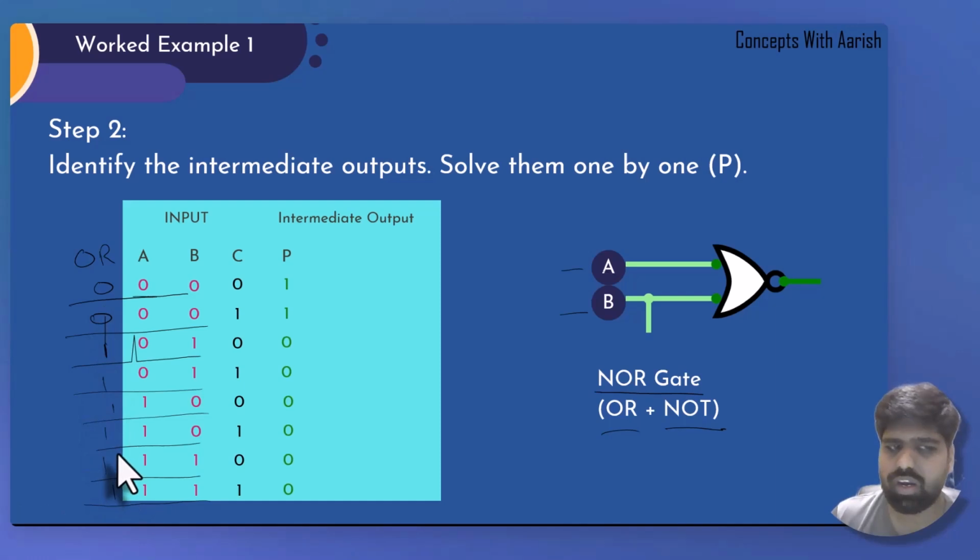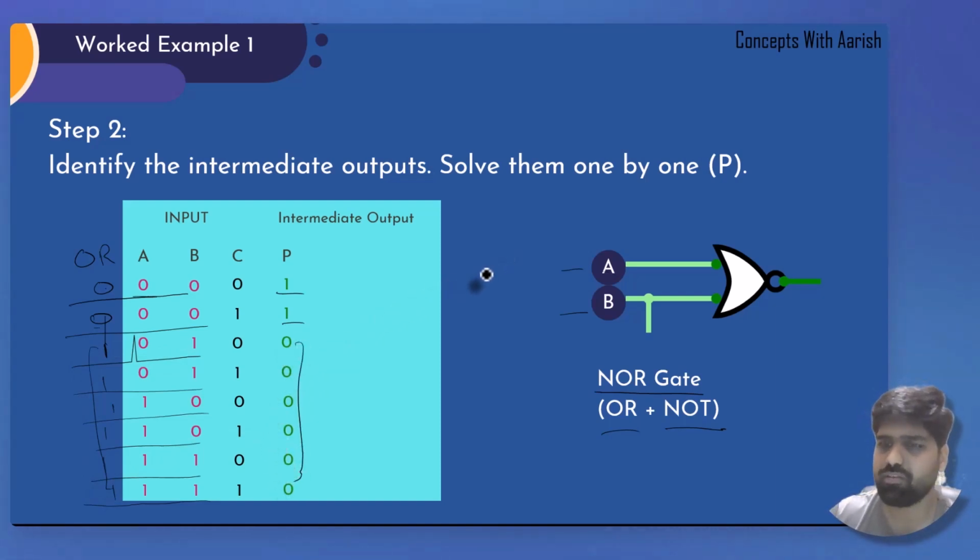So that's how you get all the outputs. But now as you have to do the NOT of that, they have done it and they have given you a final answer. So this 0 will become 1, this 0 will become 1, and all of the rest of the ones will become zeros. So that's the output that we will get for the P.